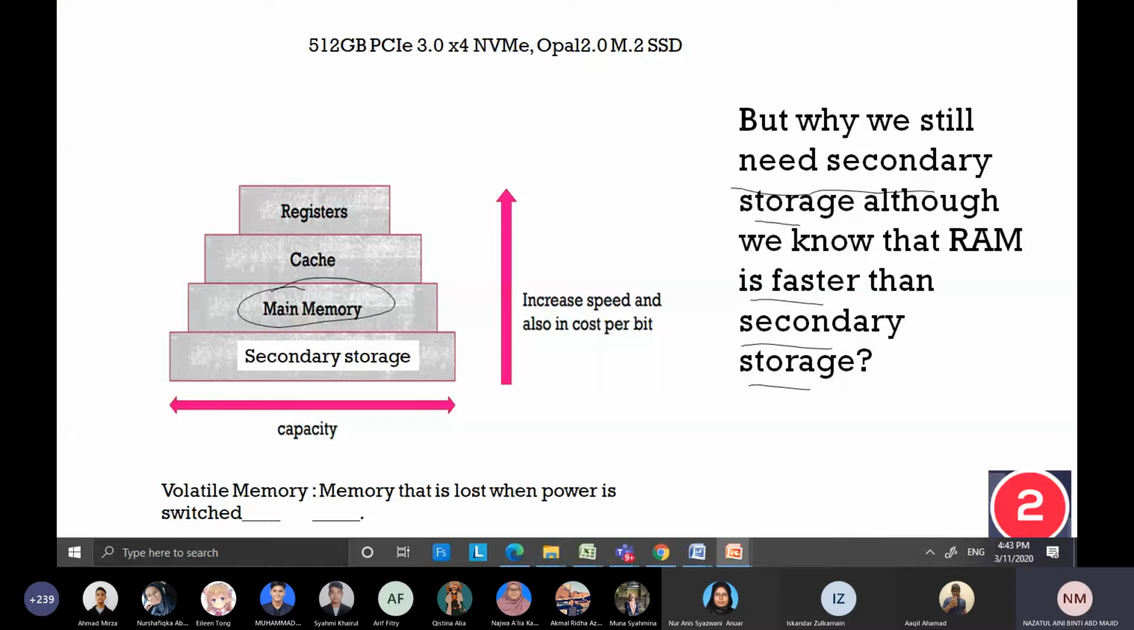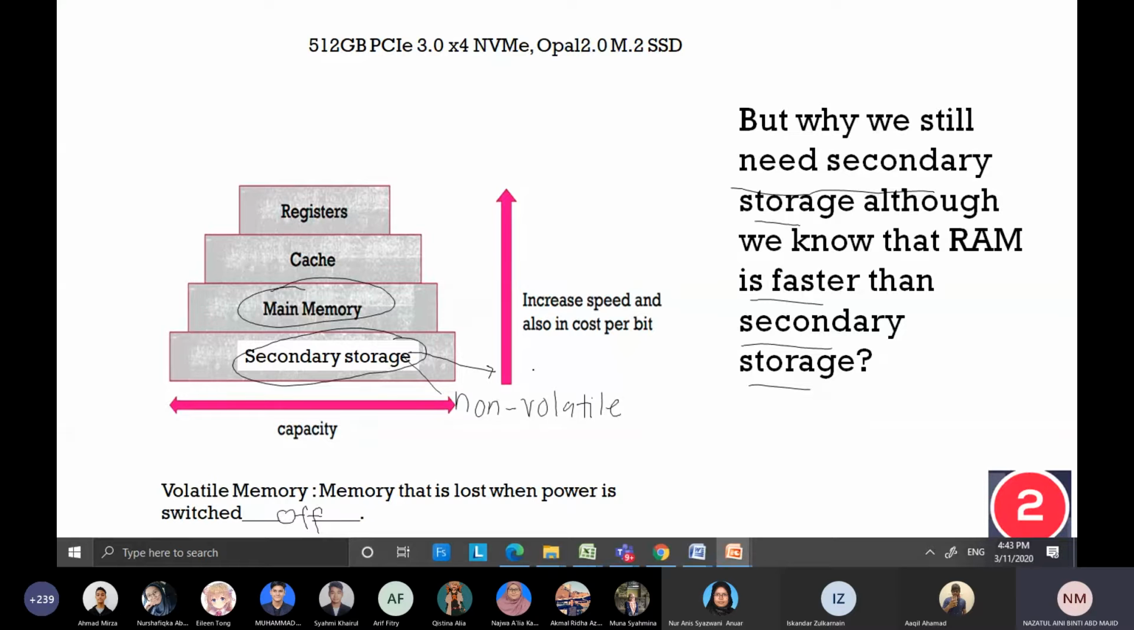Because RAM is volatile. Volatile means memory that is lost when power is off. Therefore, our computer needs secondary storage, which is non-volatile, to store our data when the power is switched off. So that's why we still need secondary storage.